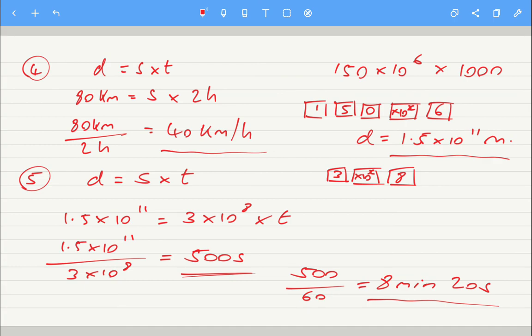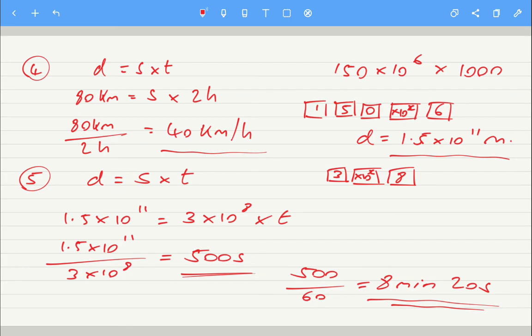And it's an interesting one, that, because the 1.5 times 10 to the 11 is the average distance from the Earth to the Sun. The 3 times 10 to the 8 metres per second is the speed of light, and the time that we've calculated is the amount of time it takes light to travel from the Sun to the Earth.